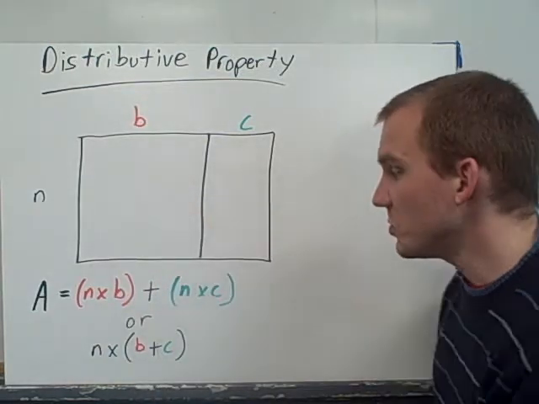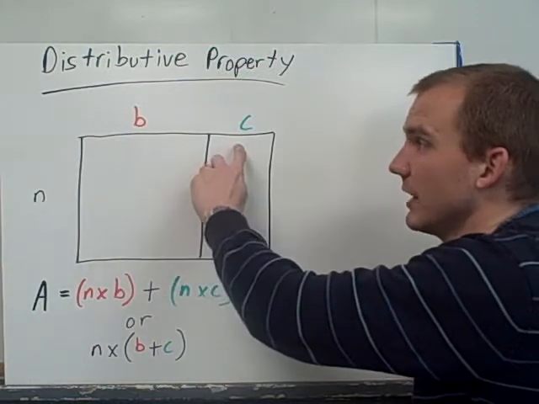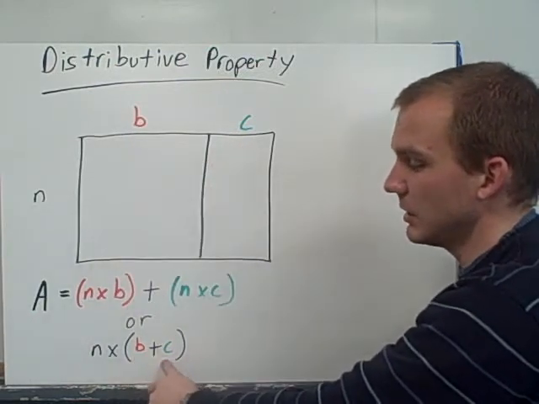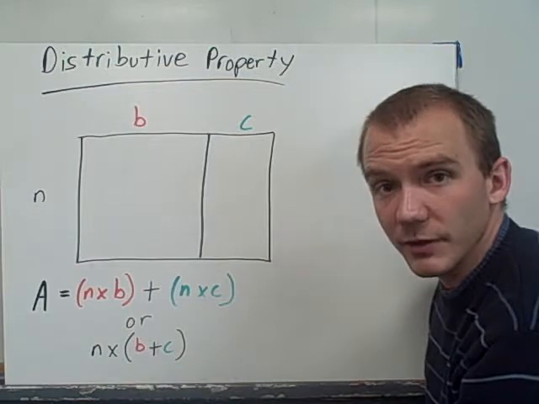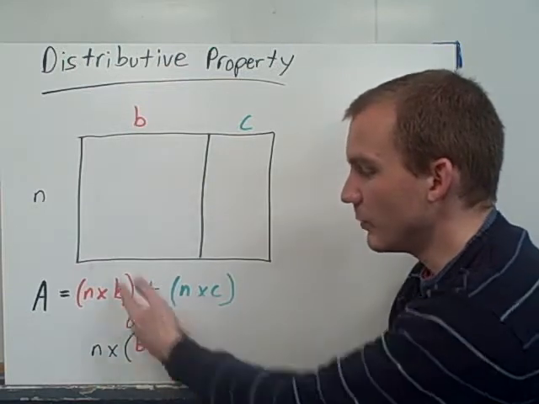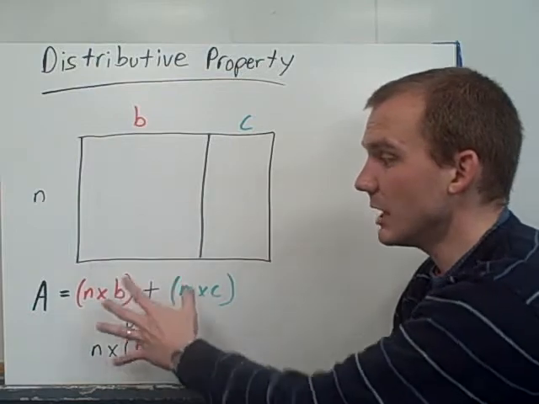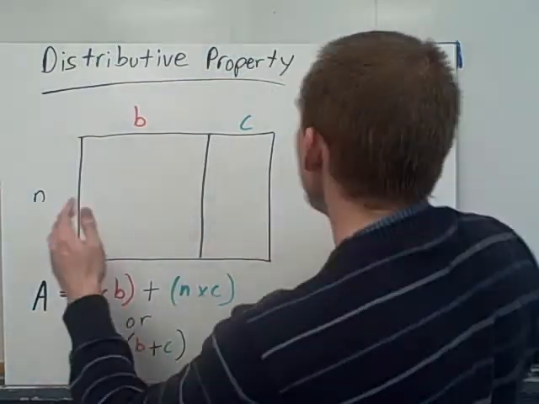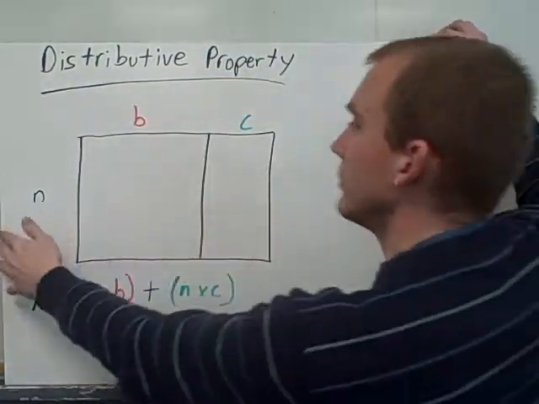Or you could just first add b and c together, b plus c. Notice the parentheses means you do that first. Then multiply by n. N times (b plus c). Both will give you the same area. Don't believe me? I'll show you.